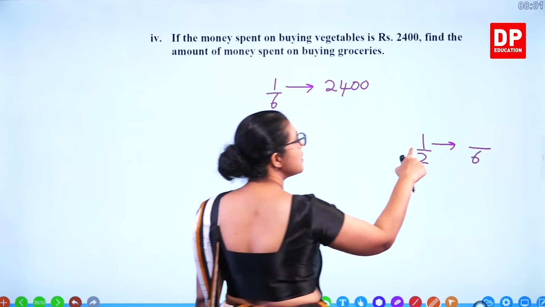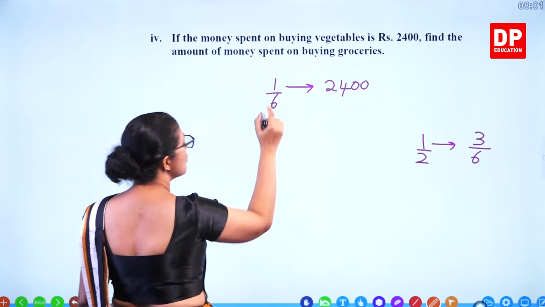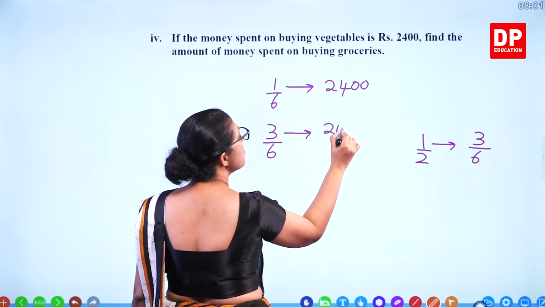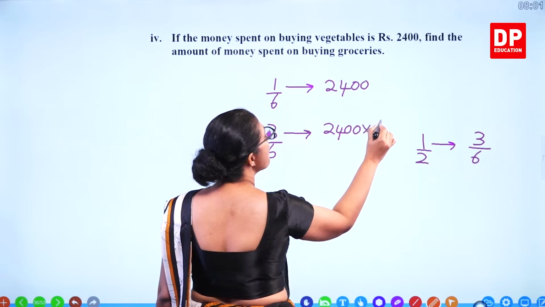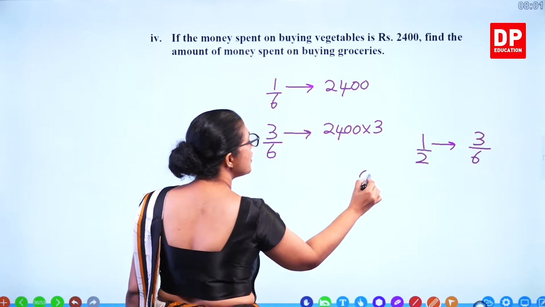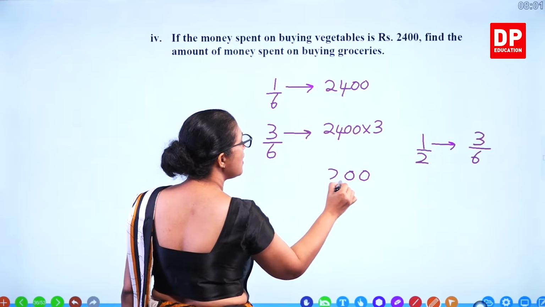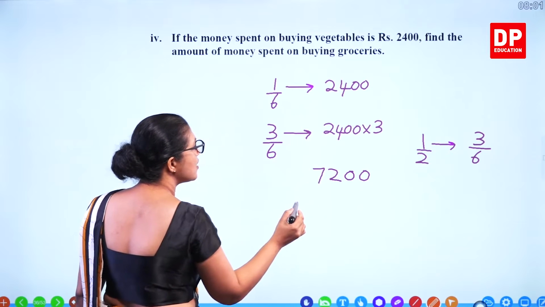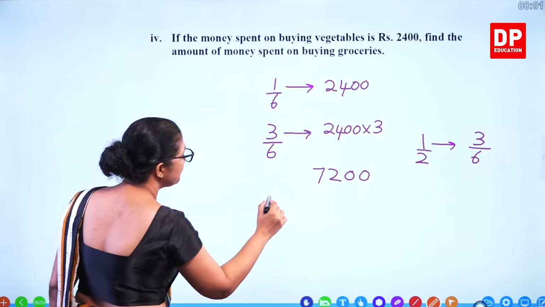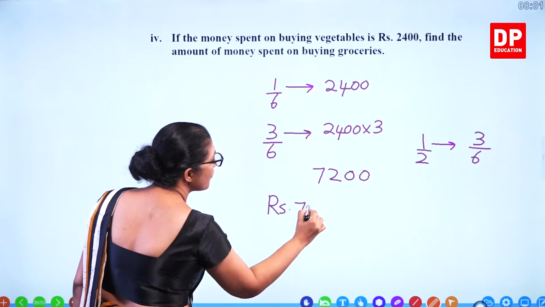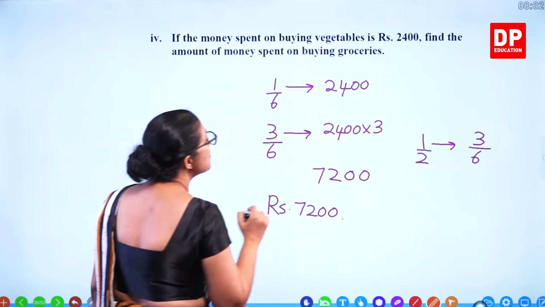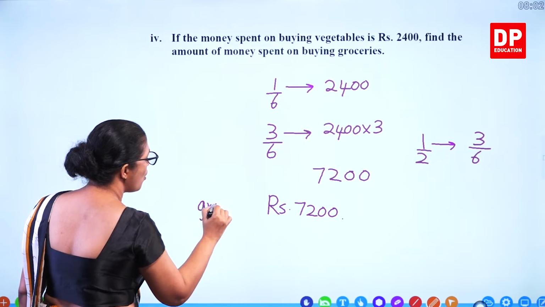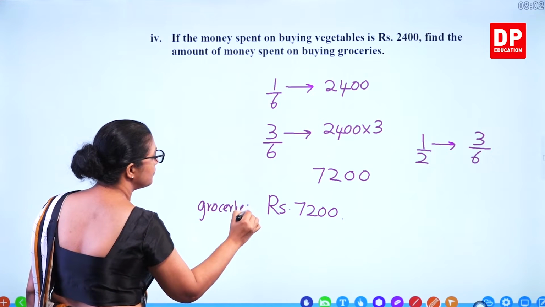multiplied by 3. So 3 times 1, 3. So you need to find out 3 parts of 6 multiplied by 3. So 3 times 4, 12, 1 remaining. 3 times 2, 6 plus 1, 7. So 7,200 rupees spent for buying groceries. So this is for groceries.